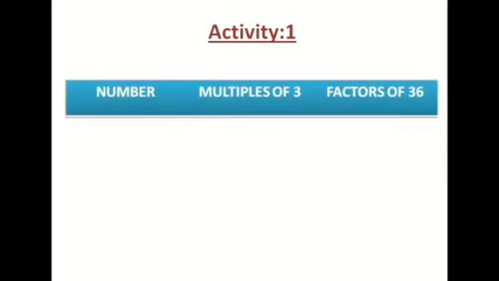Let's do an activity. As I instruct, you will follow me and work in your notebook. The first thing you have to do is draw 3 columns, and the headings of the columns I have given here. First heading will be number. The heading for the next column will be multiples of 3. And the heading for the last column will be factors of 36. So please use your scale and pencil to draw the columns and fill in the headings with your pen.